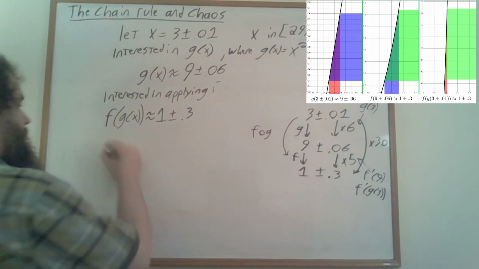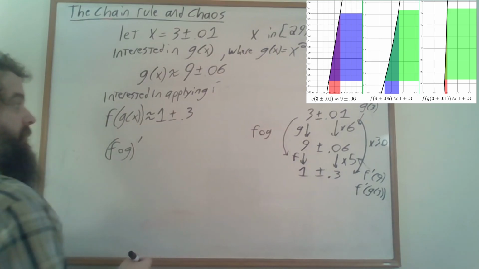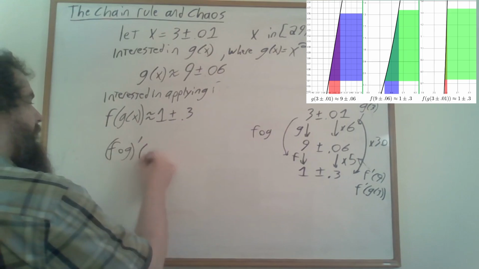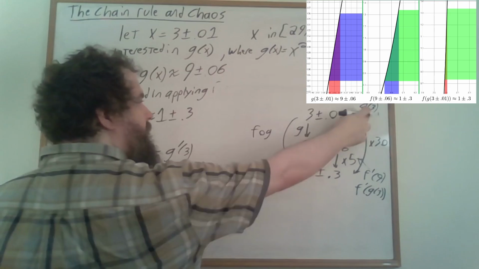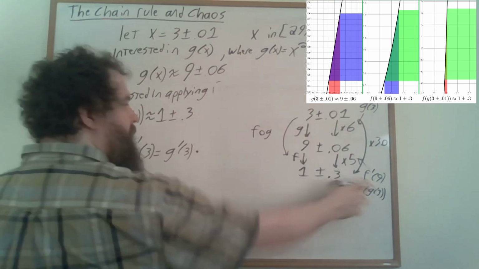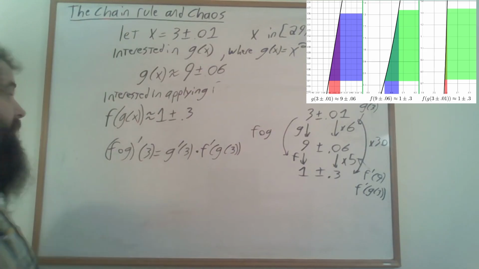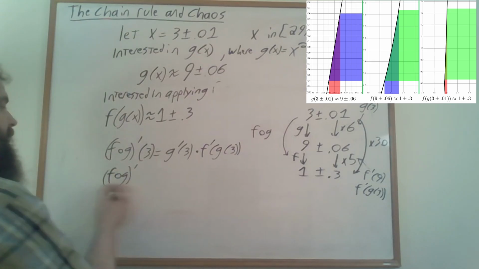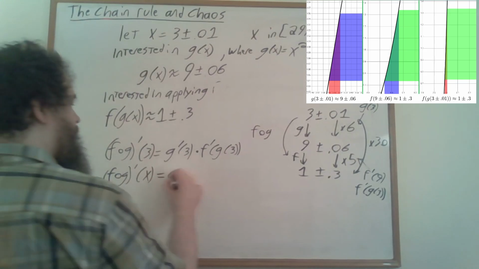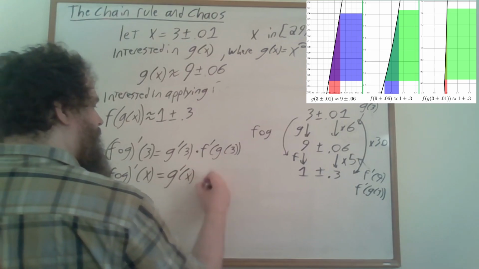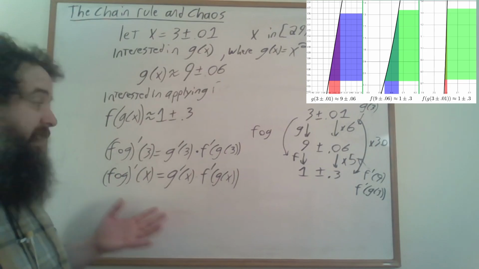So in particular, the derivative of f of g, the derivative of the composition of these two functions, evaluated at 3, is going to be equal to the product of our g prime of 3 times our f prime of g of 3. And this works for any value of 3. In particular, the derivative of f of g evaluated at any value x is going to be g prime of x times f prime of g of x. So this here is our chain rule.